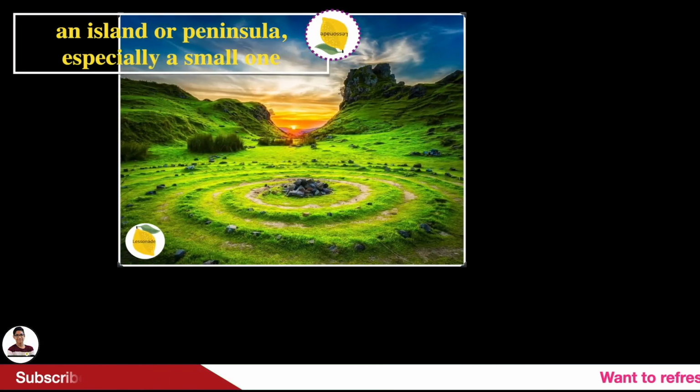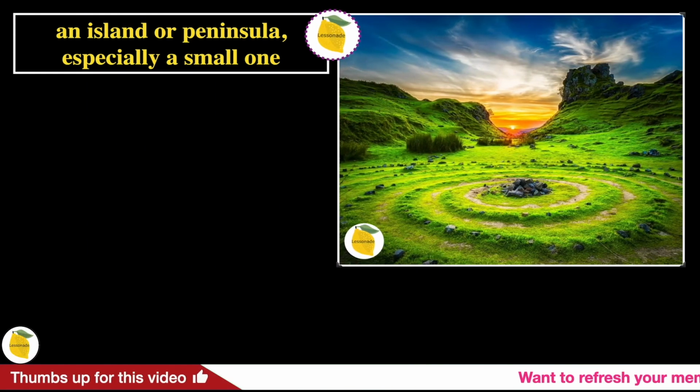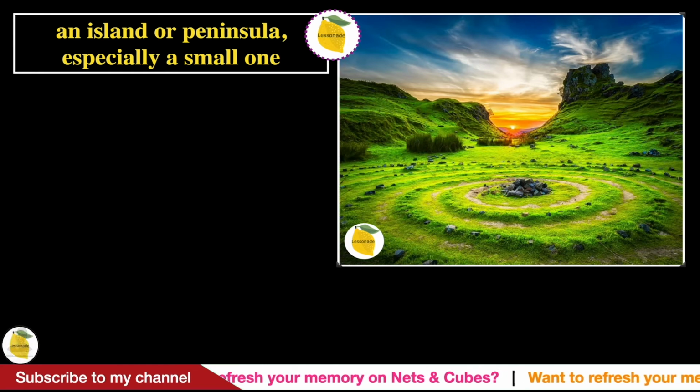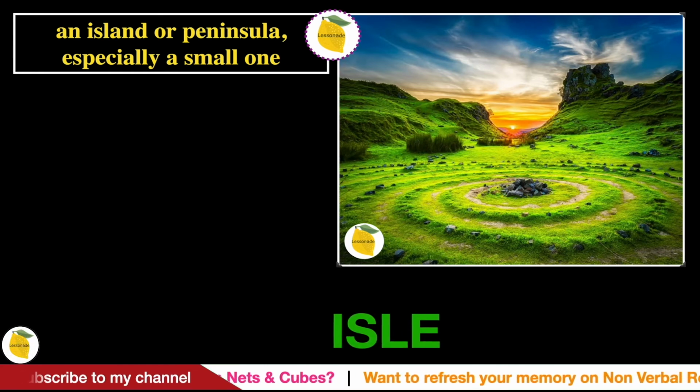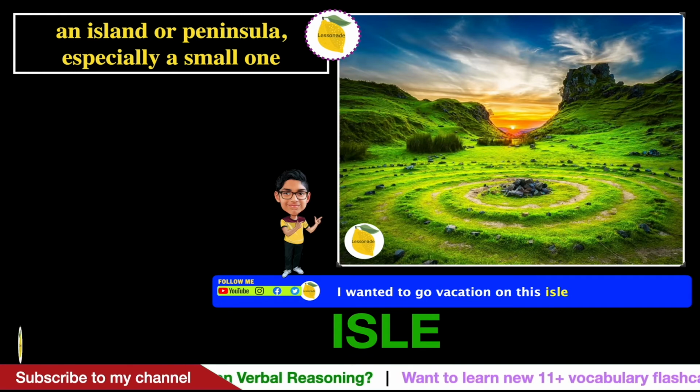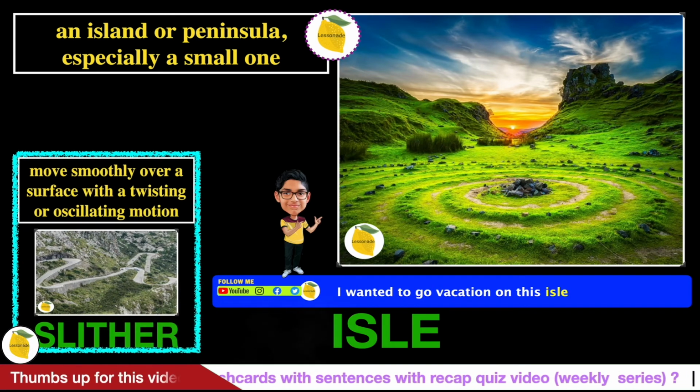The next one is an island or peninsula, especially a small one. In this picture, we can see a small island or peninsula, and therefore the word will be isle. And the sentence for this word is, I wanted to go to vacation on this isle. So once again, before we go on to the next one, let's try to look at the previous slide, and the word we learned in the previous slide is slither. Let's go on to the next one.